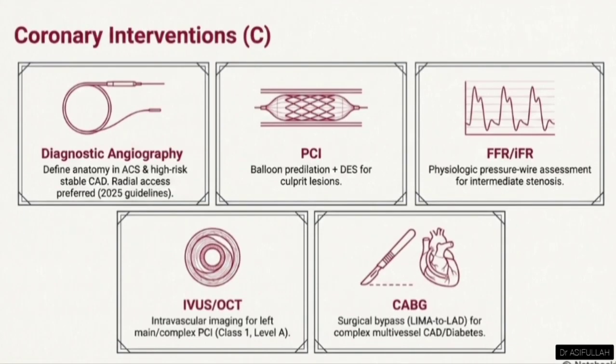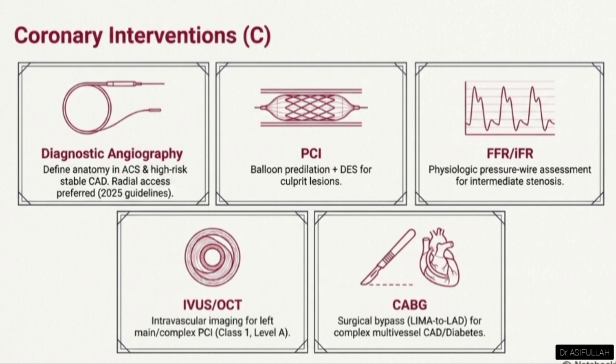Coronary intervention: diagnostic coronary angiography will define anatomy in acute coronary syndrome and high-risk stable angina, and radial access is preferred according to new guidelines. In stenting, balloon predilation and drug-eluting stents are used. In FFR or iFR, physiological pressure measurements are done to determine whether an intermediate stenosis will benefit from stenting or not. IVUS and OCT give us virtual histology and are used especially in left main and complex coronary intervention.